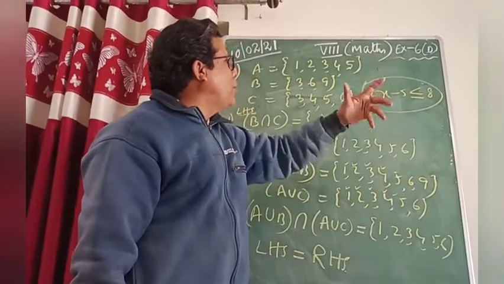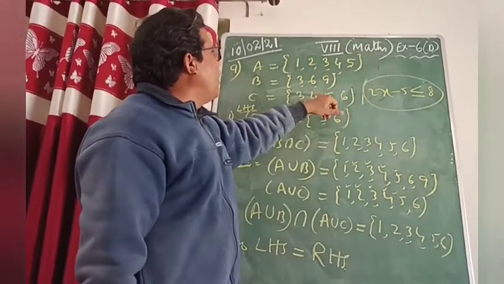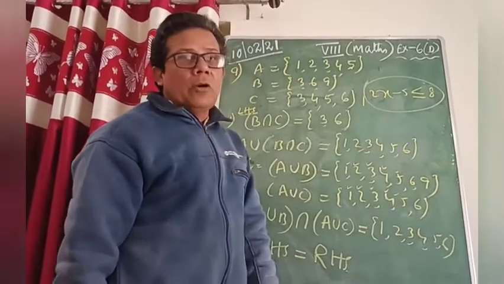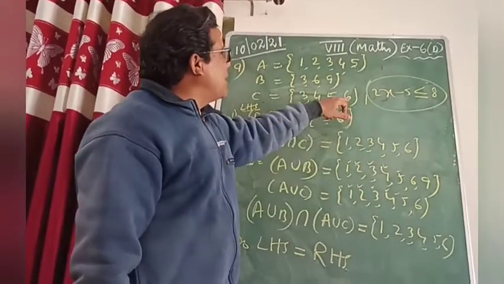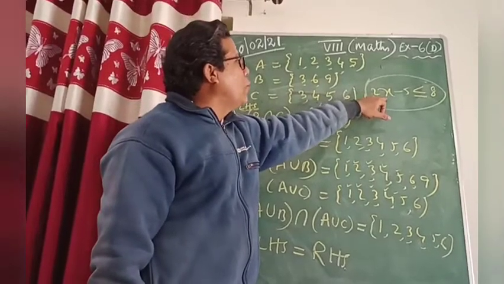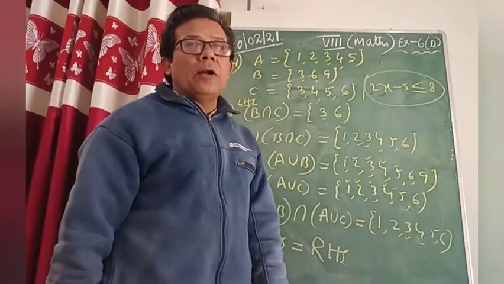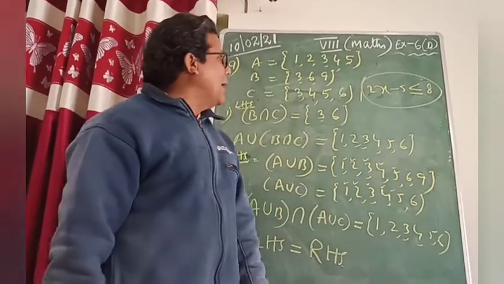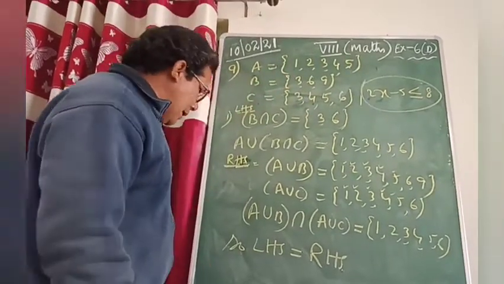8 minus 5 equal to 3. Like that I have taken the value up to 6. So 6 into 2, 12. 12 minus 5 equal to 7. Now if I take 7, it will come 7 into 2 equal to 14. 14 minus 5 equal to 9. 9 is greater than 8, so I cannot take it. So I found out all the elements.